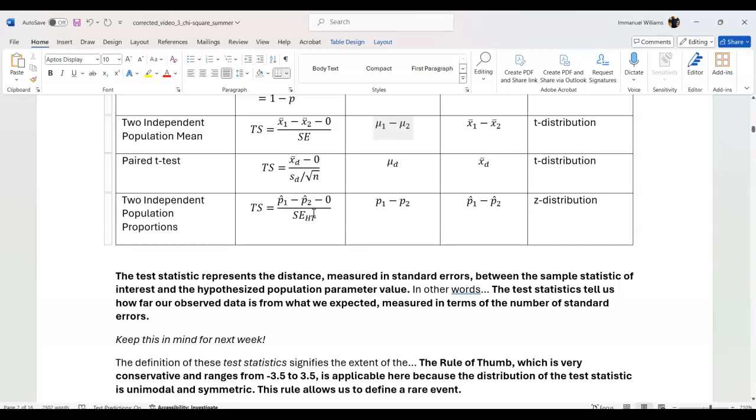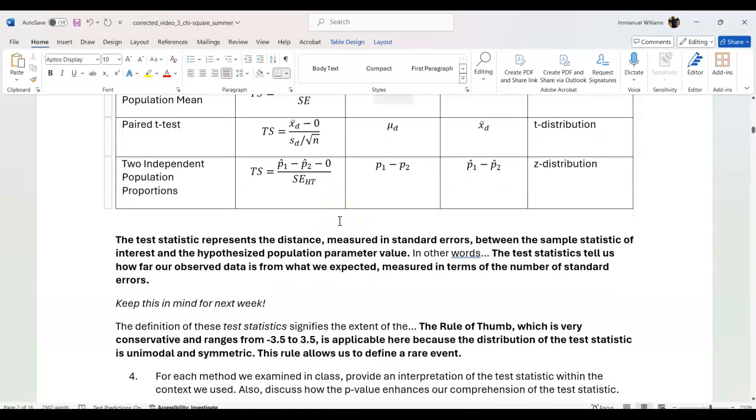When our test statistic is above 3.5 or below negative 3.5, we have a rule of thumb that we know this is a rare event. We know that this is a rare event when our test statistic is beyond 3.5 or below negative 3.5. That makes it a rare event.